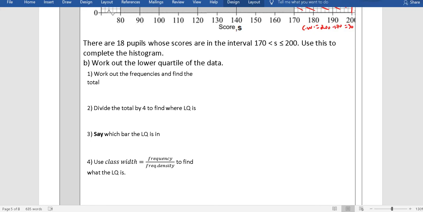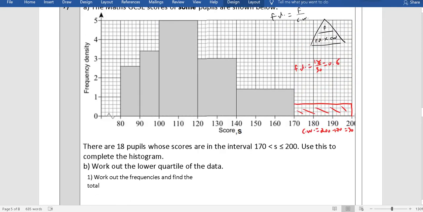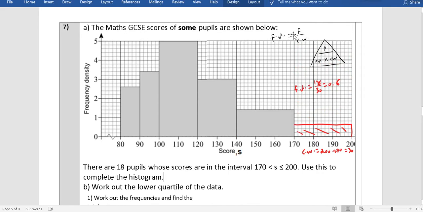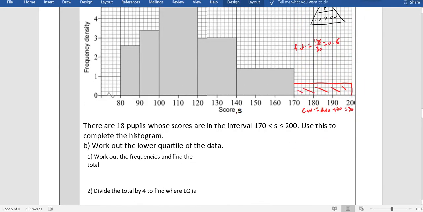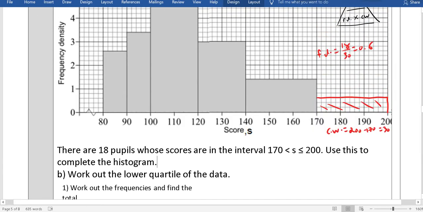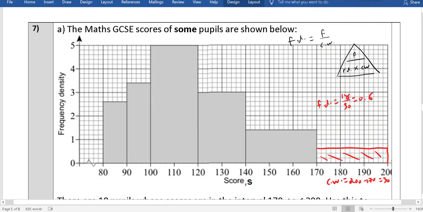It doesn't tell us what the lower quartile is, but it does tell us which value we can consider it to be. We are then going to work out which interval or bar the lower quartile is in, and then finally we're going to use the rearranged form of that equation that we mentioned earlier, i.e. to work out class width, to work out what the lower quartile is. As always in maths, it sounds like a bit difficult, but once we actually use it, it becomes a lot simpler. So step 1, let's work out the individual frequencies and then add them up to find the total.